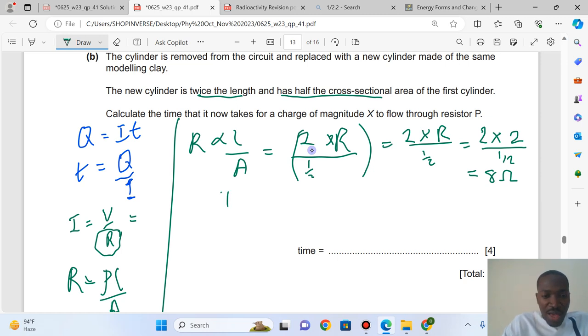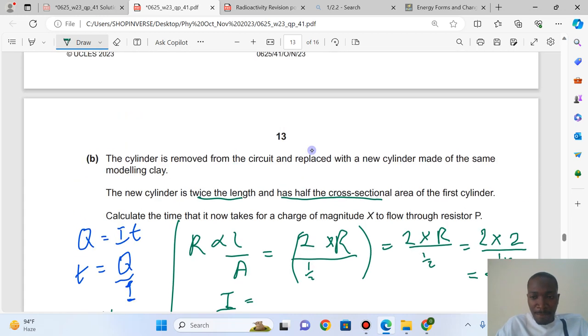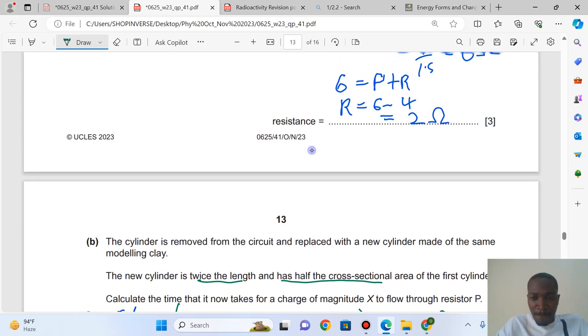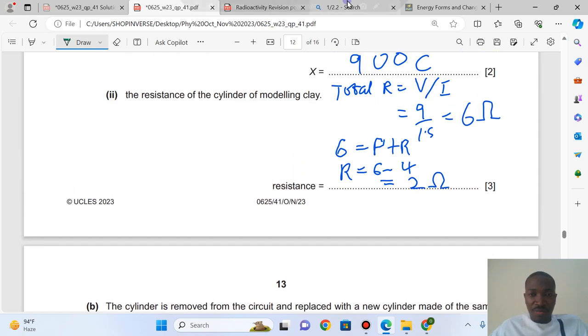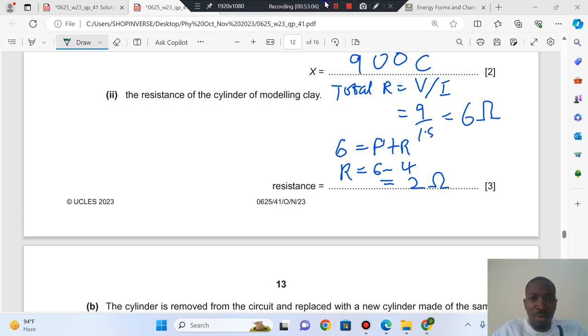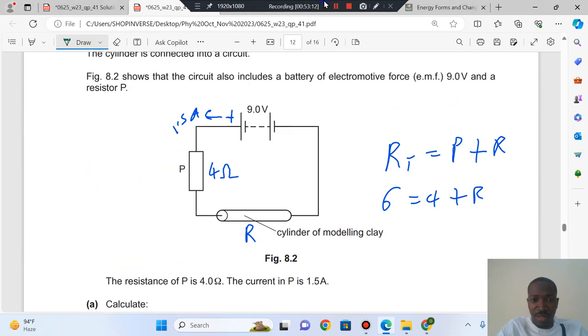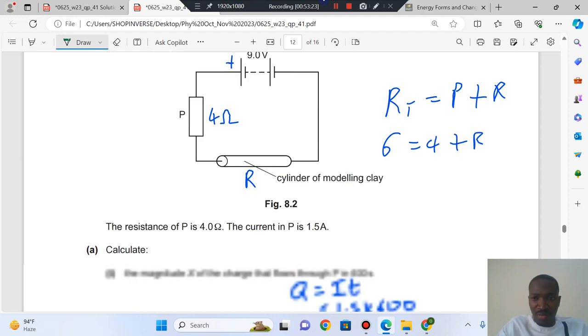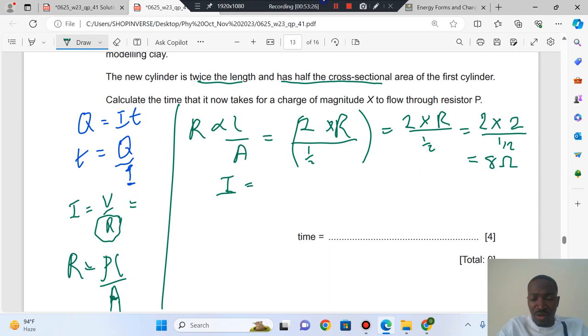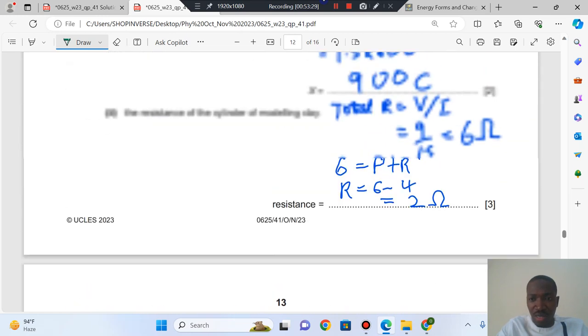So I equals voltage divided by the resistance. What's the voltage in this case? The voltage is the voltage from the battery. The voltage from the battery remains 9 volts. And what will be the resistance? We calculated the resistance here. What's the value we got? We got 8 ohms as the new resistance.